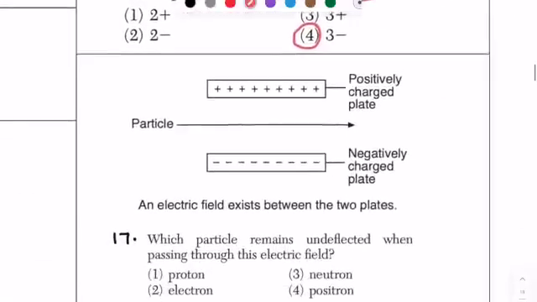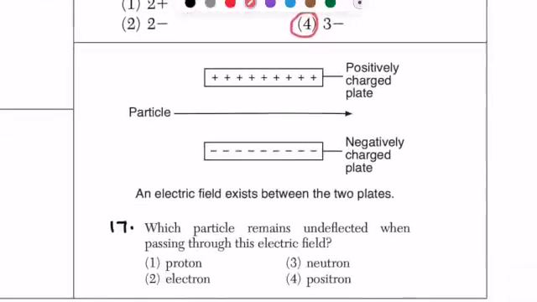Then we have number 17: which particle remains undeflected when passing through this electric field? Remember, in chemistry, opposite charges attract. So the things that are negatively charged are going to be attracted towards the positive side, and the things that are positively charged are going to be attracted to the negative side. The only thing that is going to be able to pass straight through is the one that has no charge. So that will be your neutron.